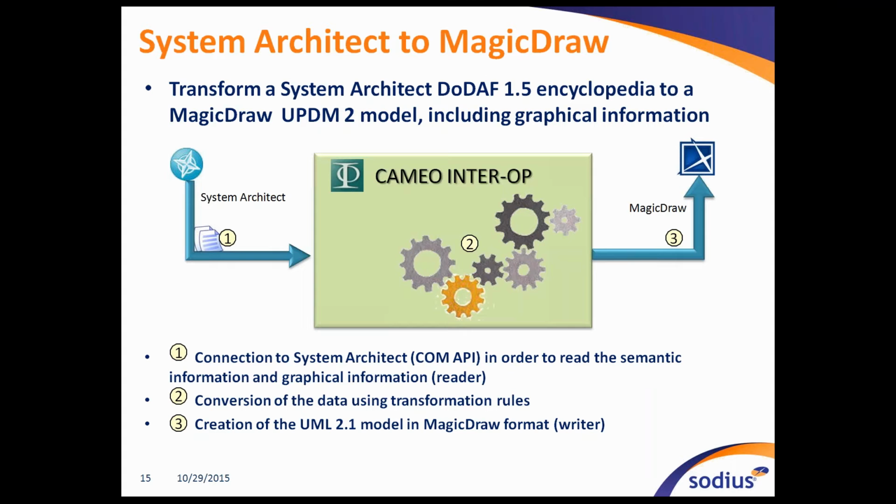We use the Cameo Inter-Op bridge to transform the System Architect model to create a UML 2.1 model in MagicDraw format. So we write an MD.XML or MD.zip file.